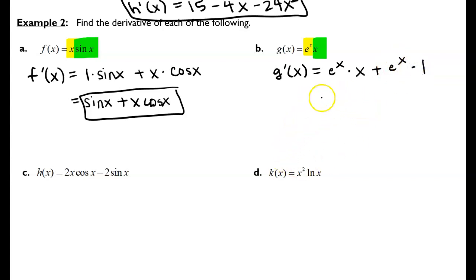If you want to simplify, usually what we would do is factor out that e to the x. So I'd have e to the x times x plus 1. It's probably how you'd see it on a multiple choice problem.